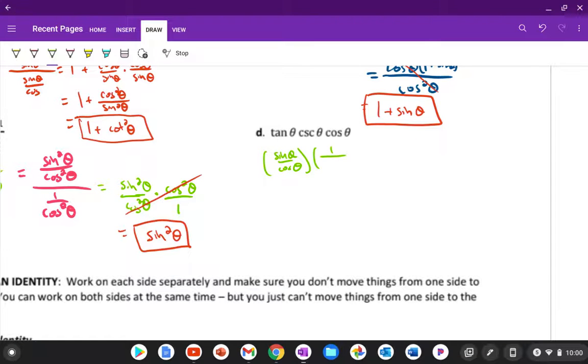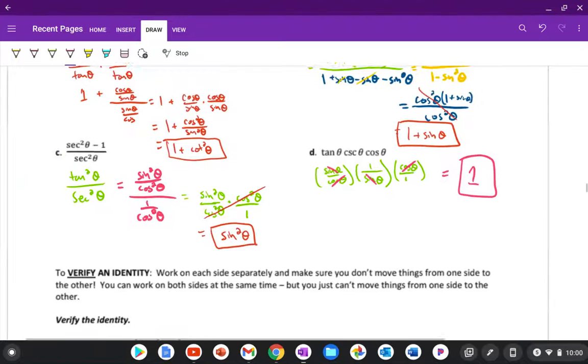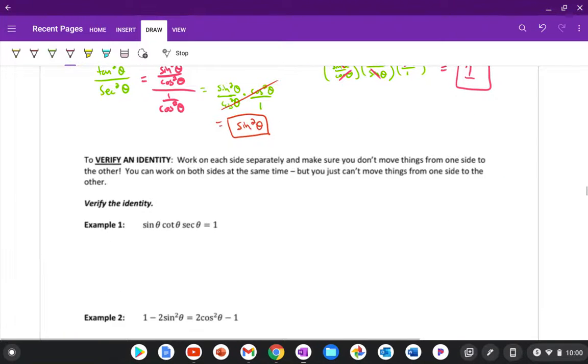Cosecant is 1 over sine. And then we've got cosine. So let's start that as cosine over 1, just to make things look a little easier. All right. Now you'll see we get some good cancellations because these are diagonal from each other, so they cancel. And this cosine are also diagonal from each other. They cancel. So all we're left with is a nice happy 1. All right, so that one ended up being pretty easy.